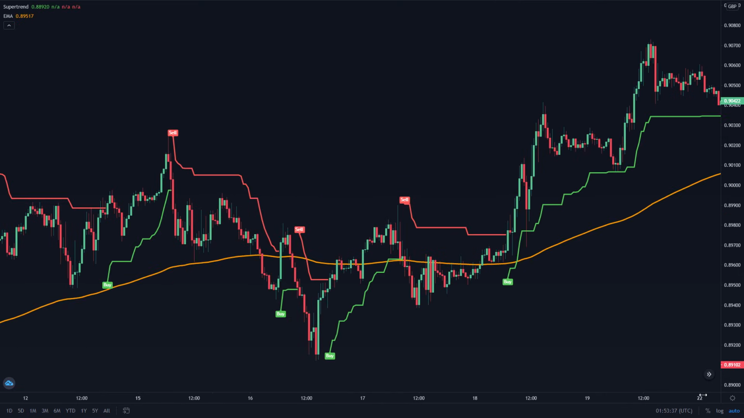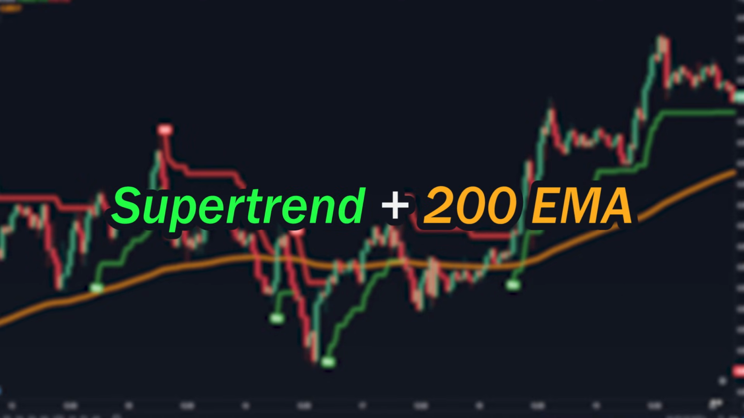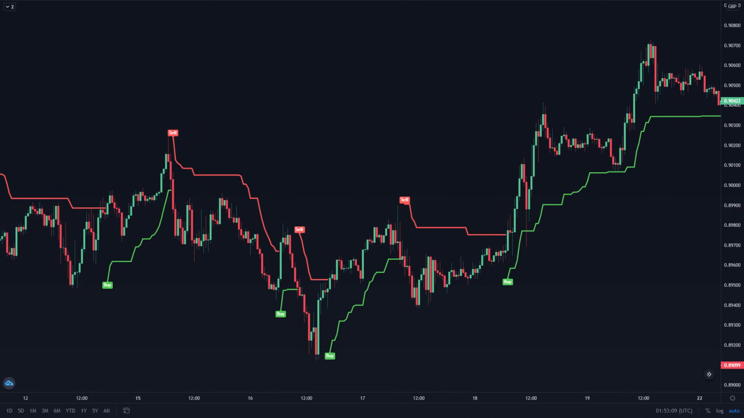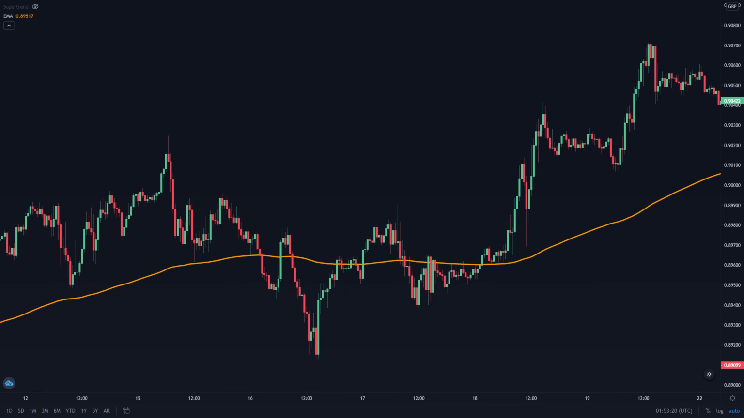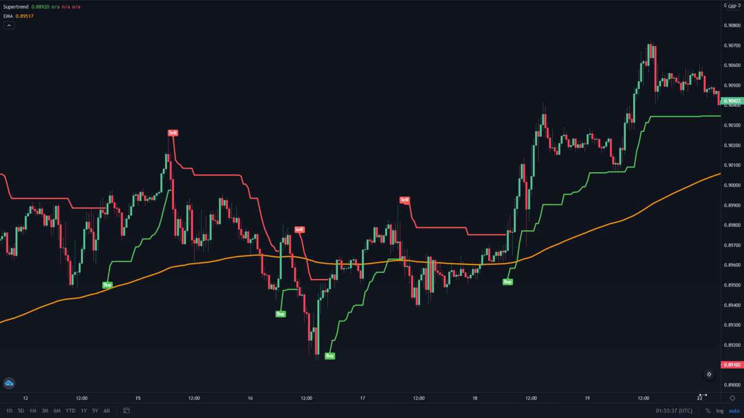The next strategy that I personally use when trading the Supertrend indicator is by combining it with another indicator such as the 200 EMA. Because the Supertrend can be used to detect short to medium term trends, and the 200 EMA line can be used to detect longer term trend, that is why these two can be the perfect combination.